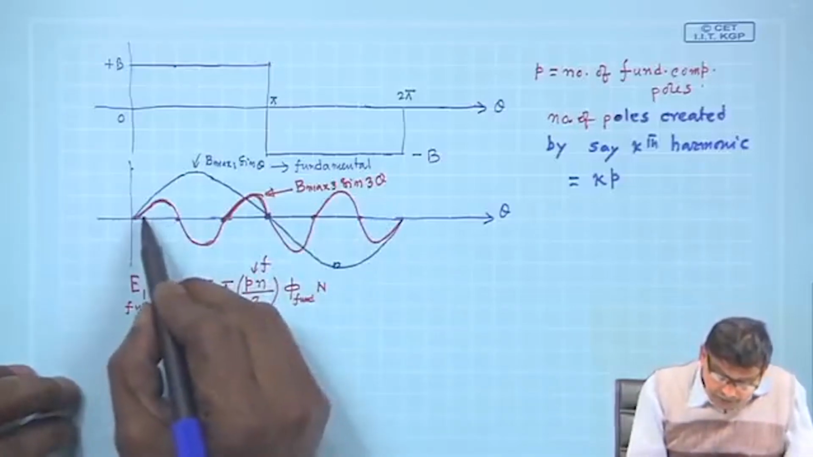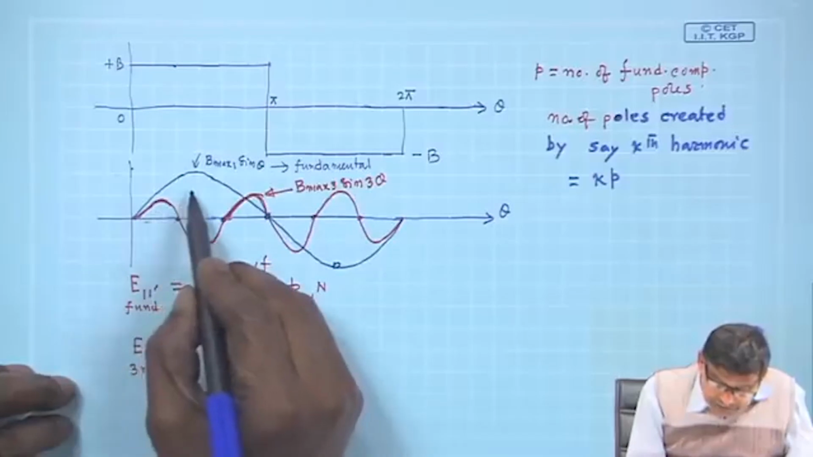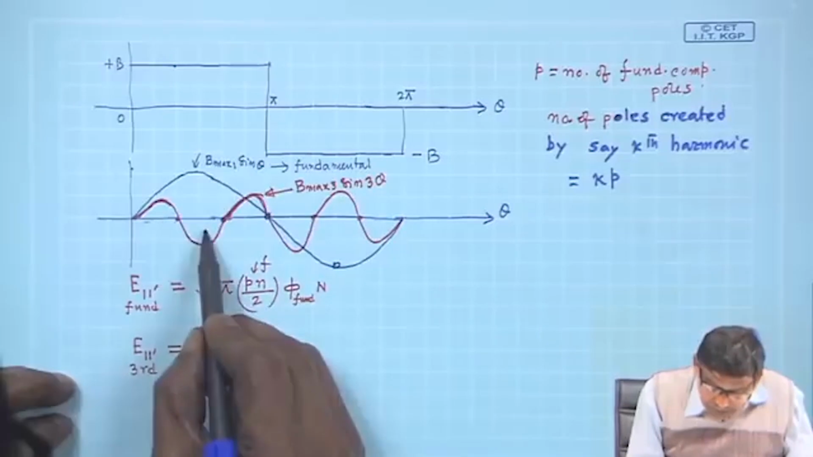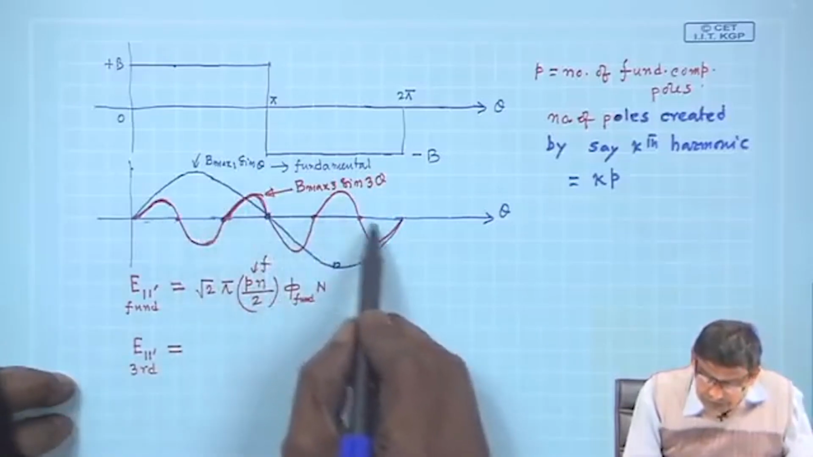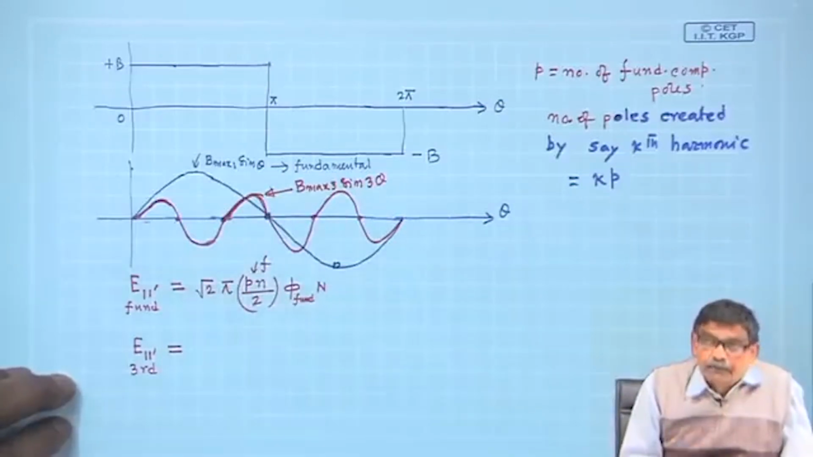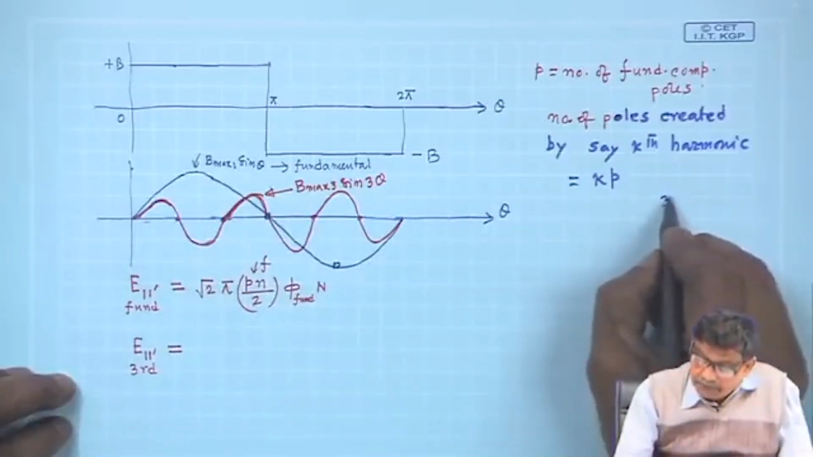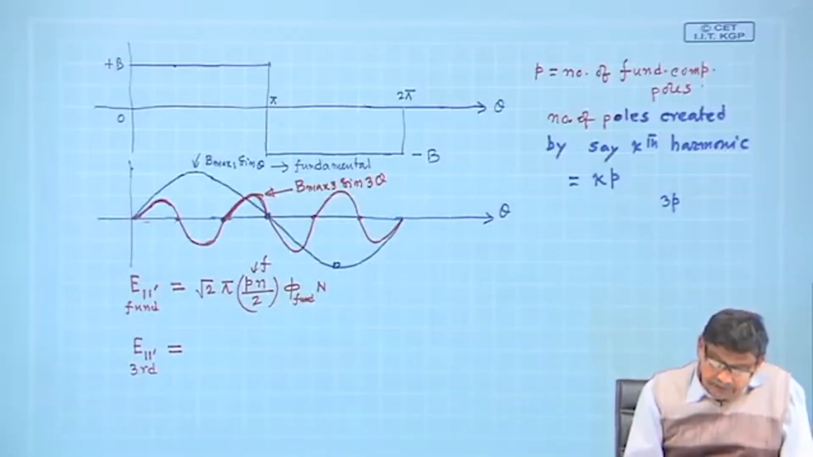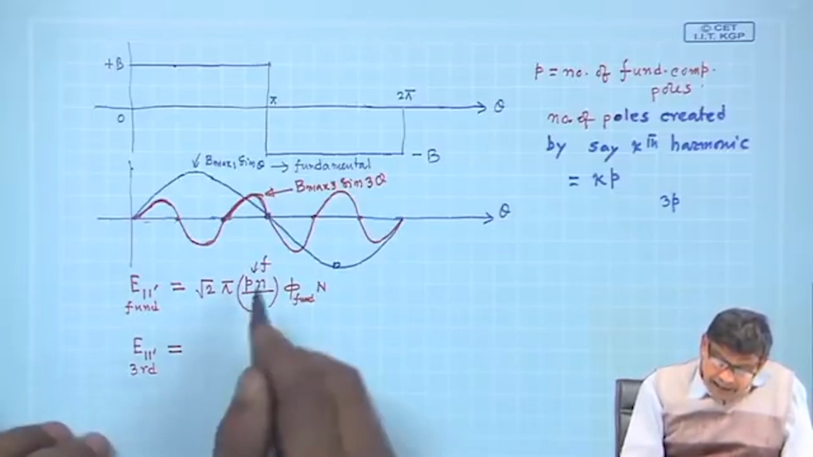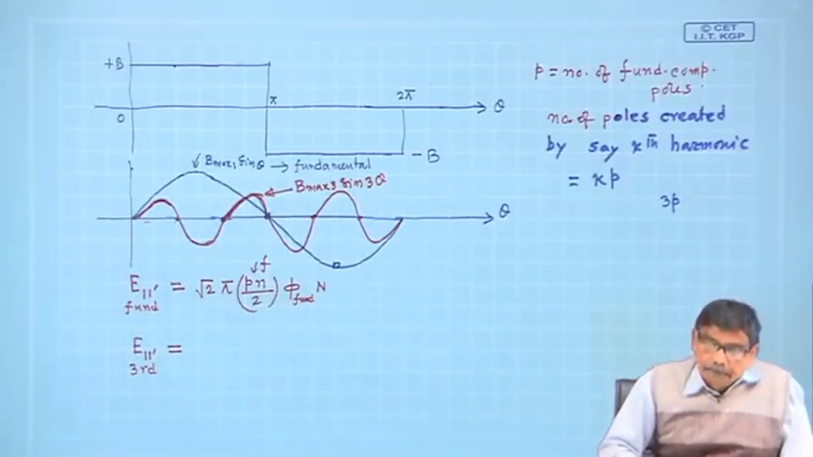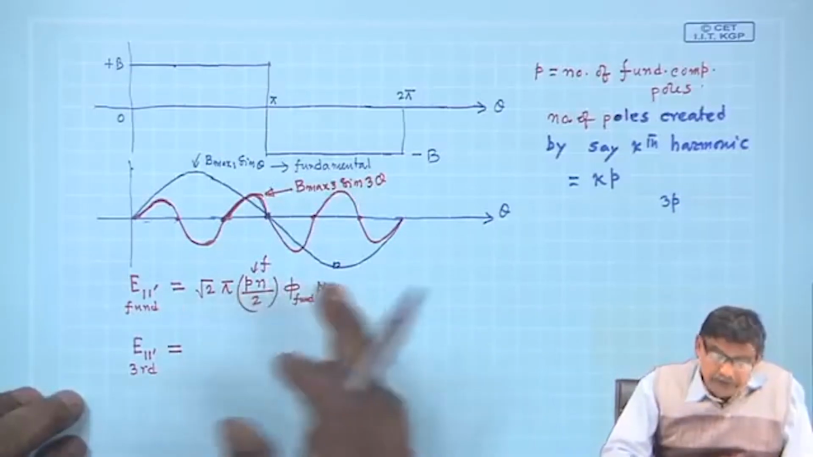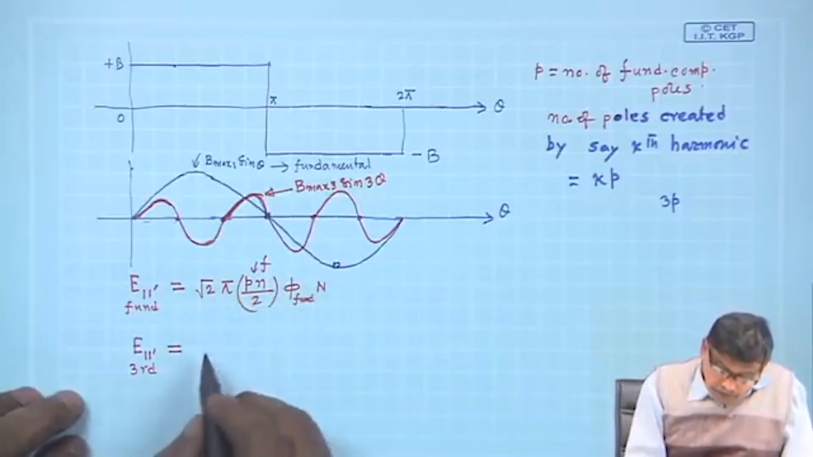Therefore, for the third harmonic component, this is south, this is north of the fundamental. You see there is south, north, south, north, south, north. So 6 poles will be created because of the third harmonic. So 3P, for example, will be like this. And n is the mechanical speed. Therefore, wherever P is there, it should be Kp now.